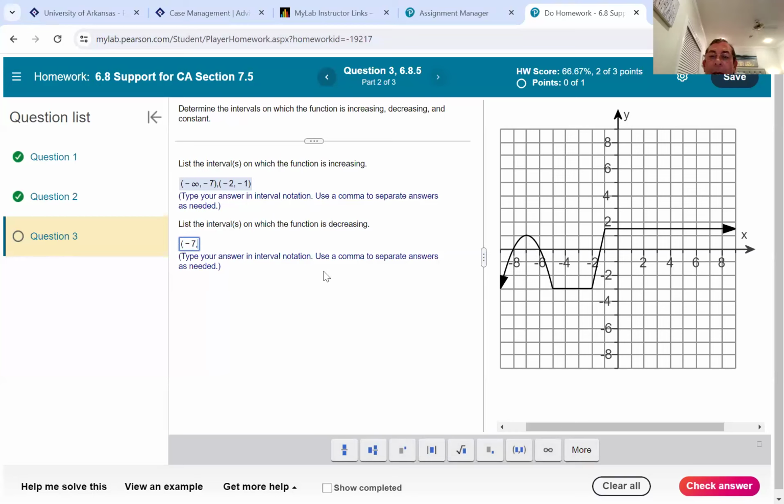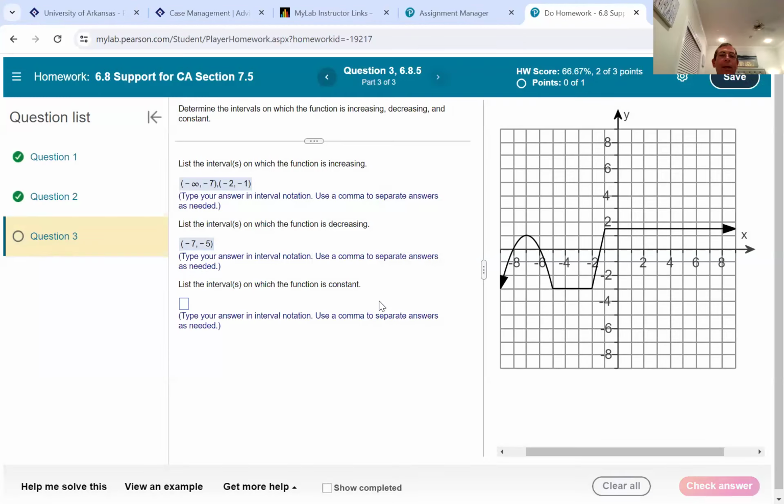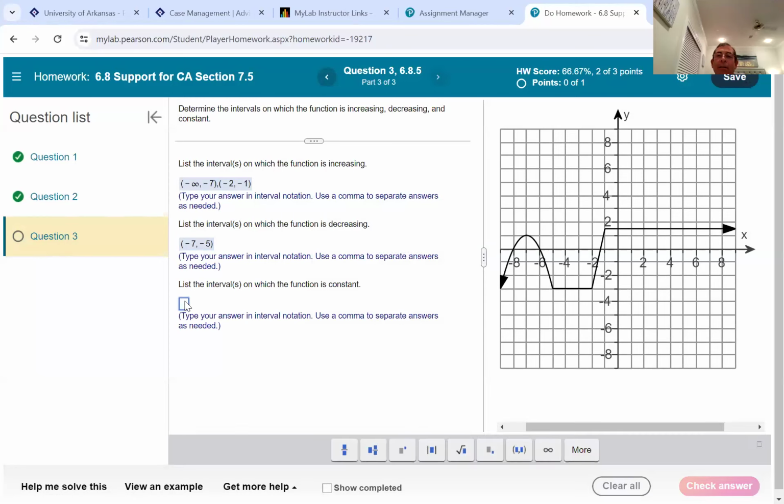And then it ends down here where it starts going straight. And that looks like -5. And then close my parentheses. All right, good job on the chat. So then you got constant. There's 2 places where it's constant.